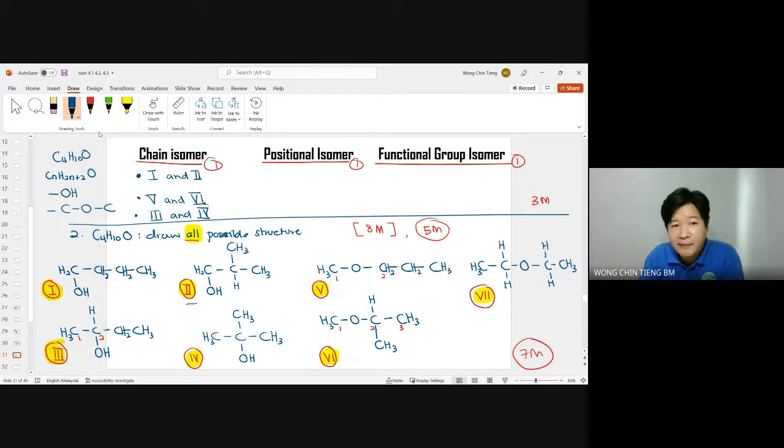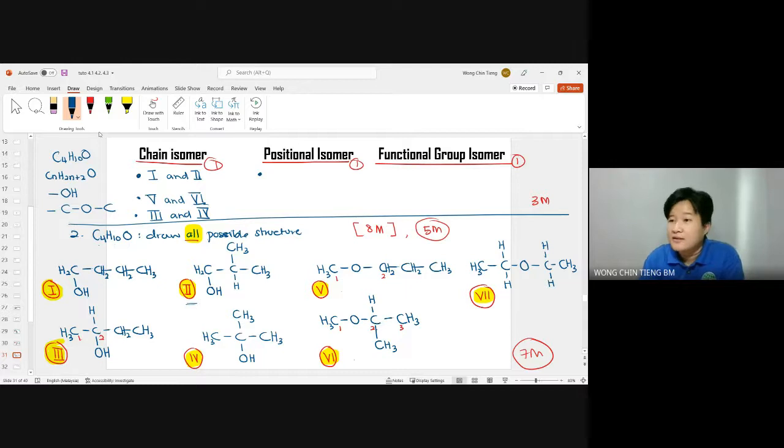Dalam exam tak payah bagi semua. Bagi yang kamu paling confident. Soalan minta satu je kan? Bagi satu je lah. And choose the one that you're 100% confident is the correct pair. Bagi yang tu. Okay? Kat sini saya bagi semua sebab saya nak mengajar je.